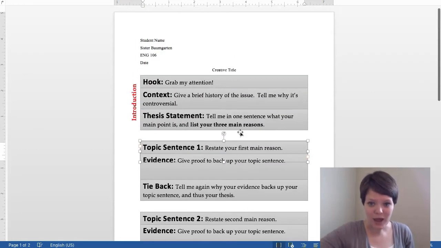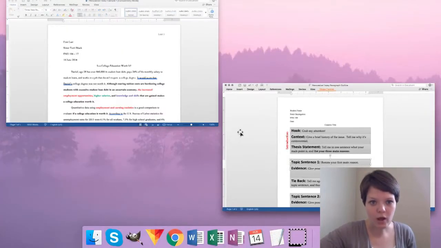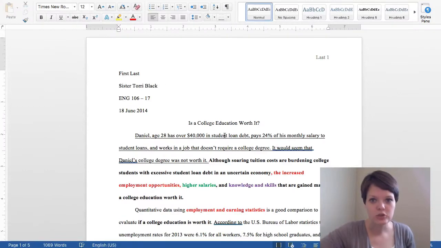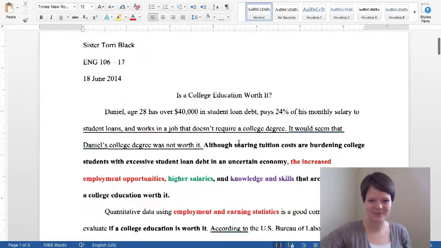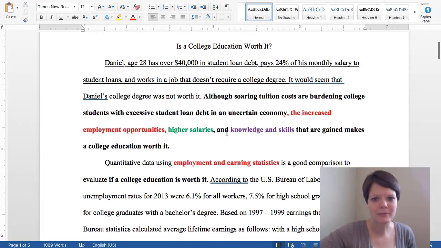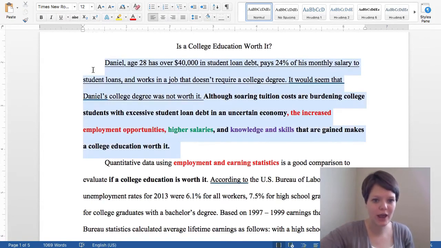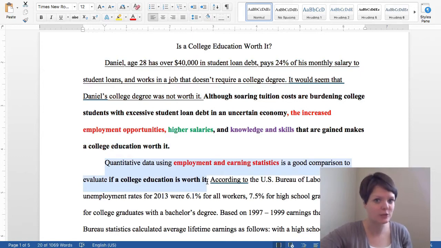So that is my thing I wanted to share with you. Now, I also wanted to show you a brief example of someone doing this in their paper. This is a student example that I've marked up extensively. And I'm just going to read you the first paragraph, and then we will take a quick look at the first line of each paragraph and see if this student is using topic sentences like I was showing you.